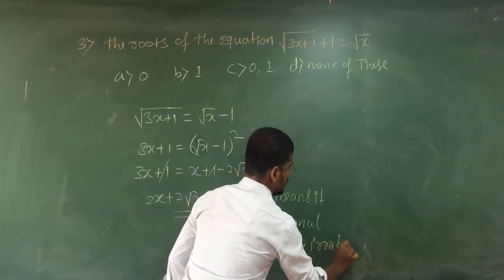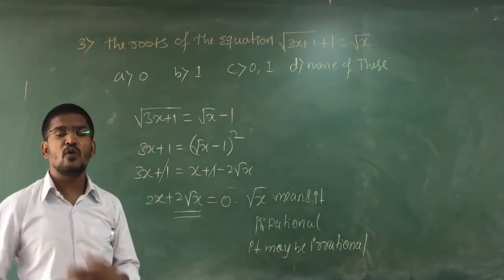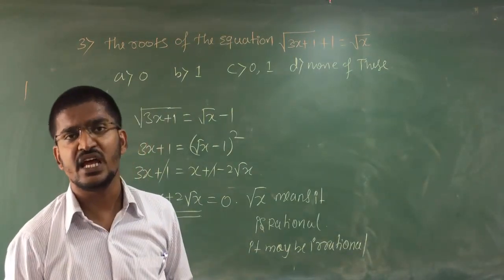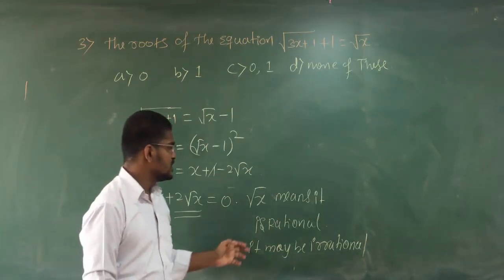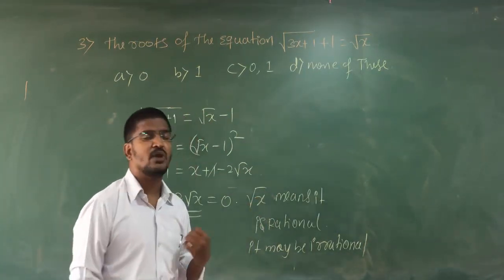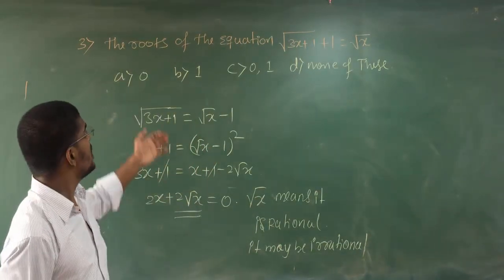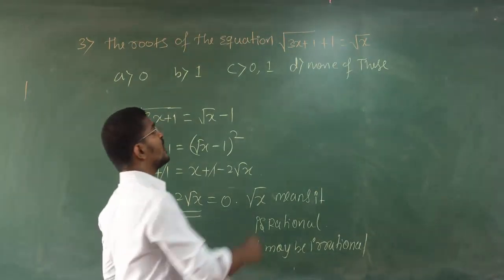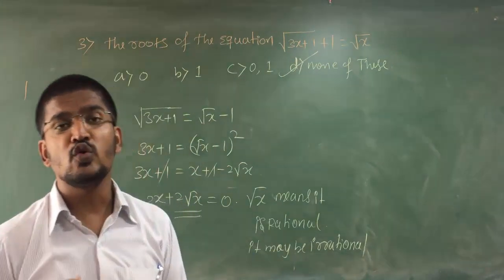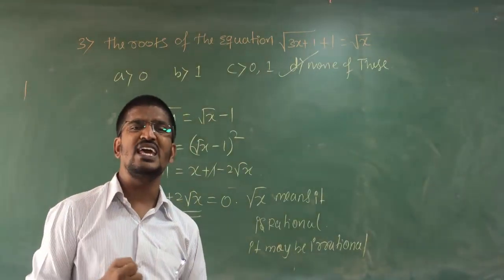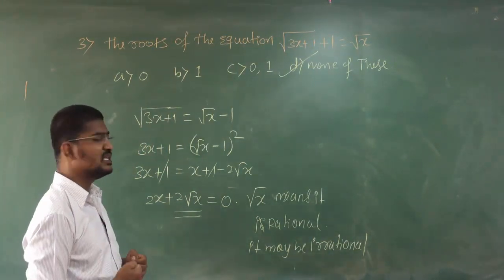irrational. Clear? So here in these three options, none is irrational. Everyone is a rational number, but if you write root x, it may be in irrational form also. Clear? So since it can be of irrational form, these are not going to be your options. Therefore your answer will be none of these. Why? Because you are going to have root x which can be of the form of irrational. Clear? So for that reason your answer will be none of these.